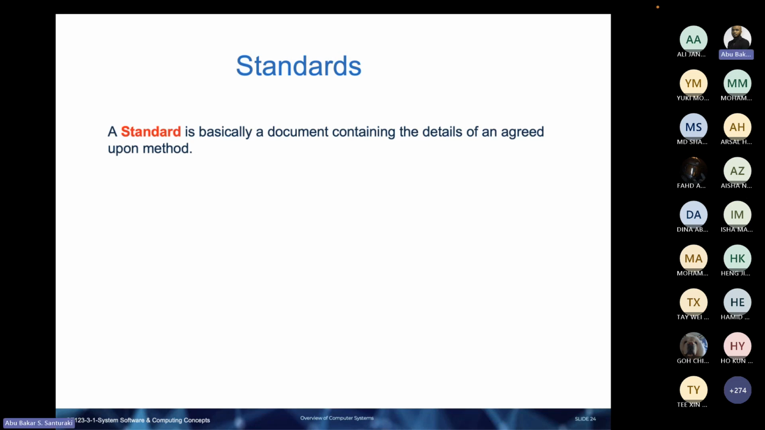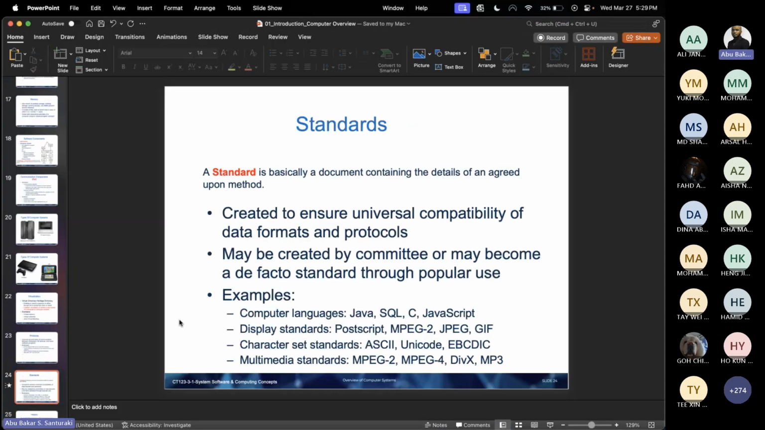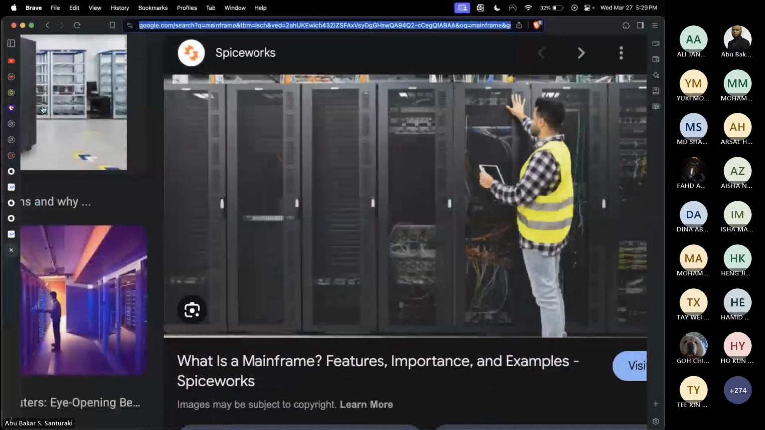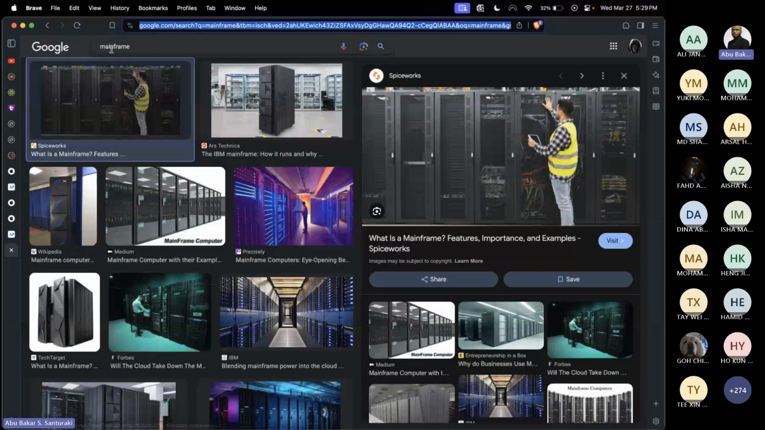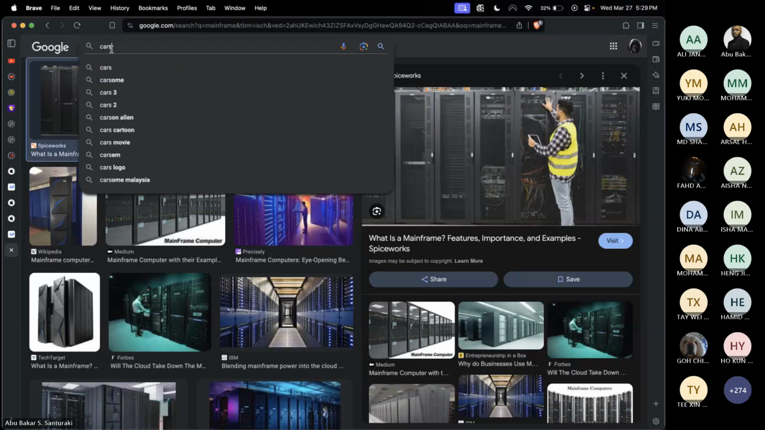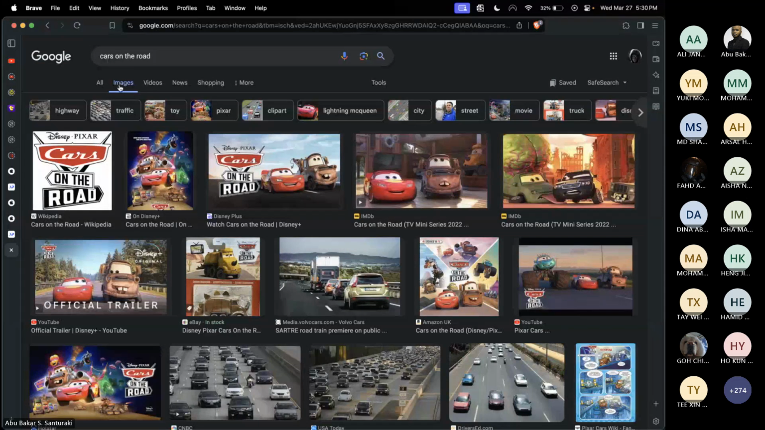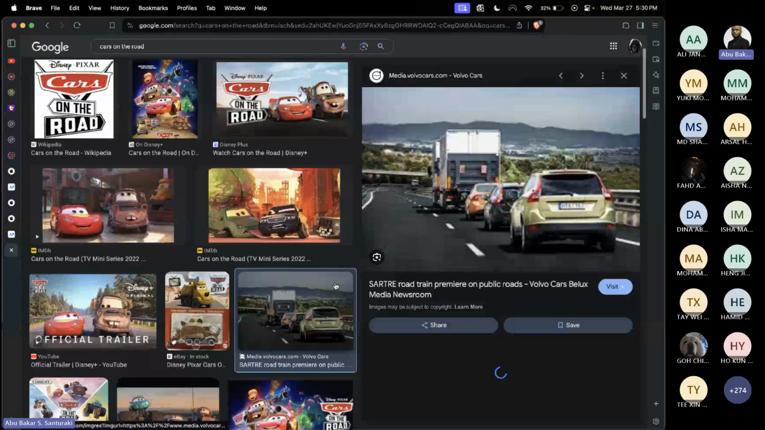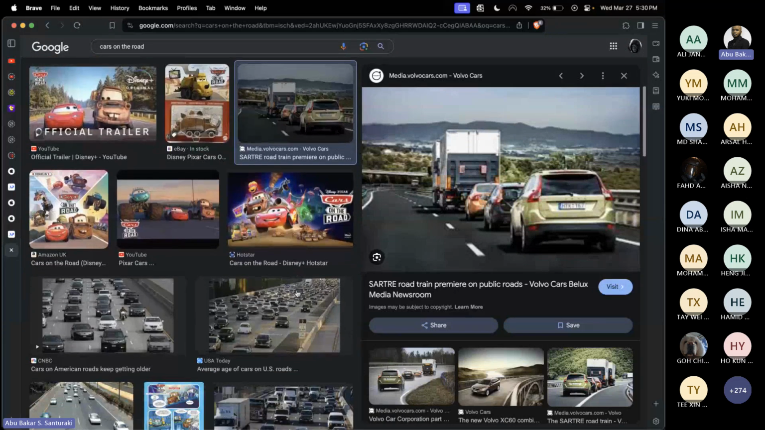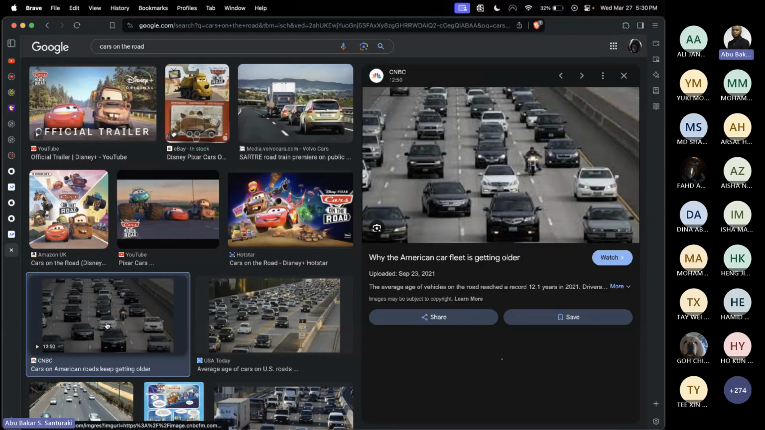Early in the days of computer development, many companies were building computers, and everybody was building computers differently. I want you to imagine, in order to explain why that is relevant, I'm going to give you an analogy. I'm going to Google a picture of cars on the road. So the image that it's going to show, let me use this image.